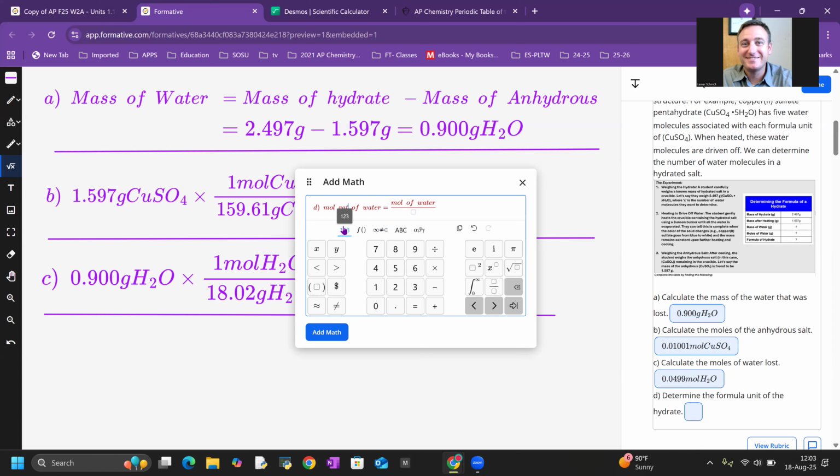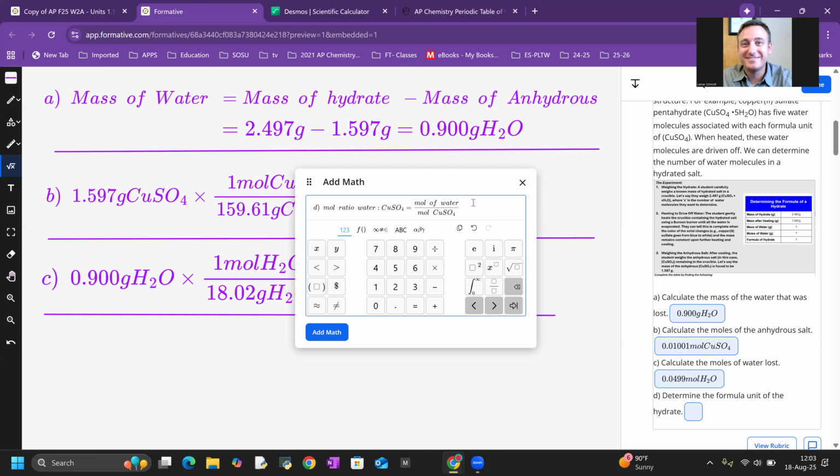It's just a mole ratio. It's not saying the mole ratio of water to copper sulfate, CuSO4, that's what it actually is. So moles of water to copper sulfate, and then this is moles of CuSO4.